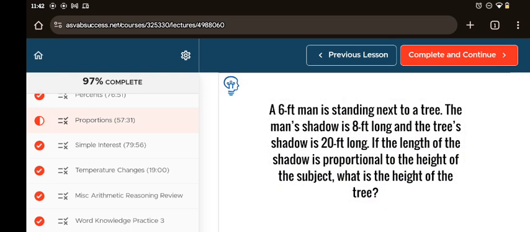A 6-foot man is standing next to a tree. The man's shadow is 8 feet long and the tree's shadow is 20 feet long. If the length of the shadow is proportional to the height of the subject, what is the height of the tree? All right, give it a try.